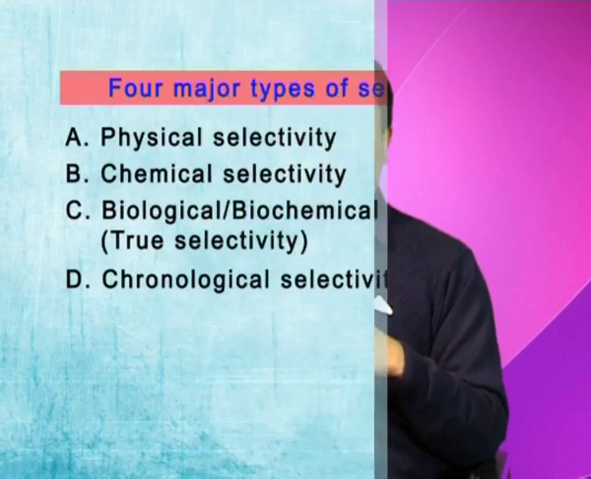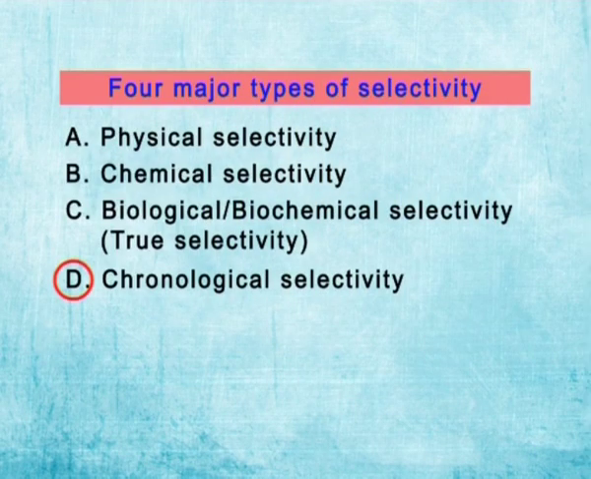It operates invariably for every herbicide. Differences in morphology and physiology among plants make groups of plants affected or killed by herbicides, while others are unaffected in a mixed stand of plants. Number D, chronological selectivity.